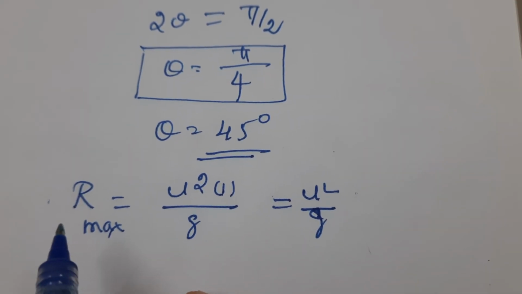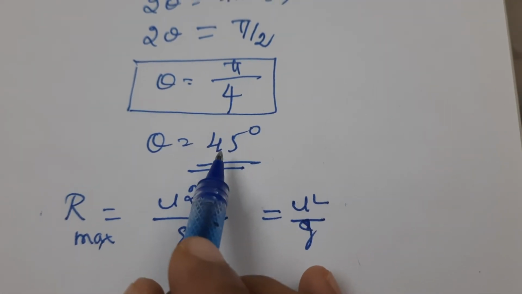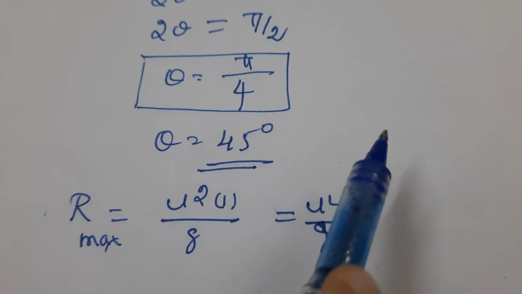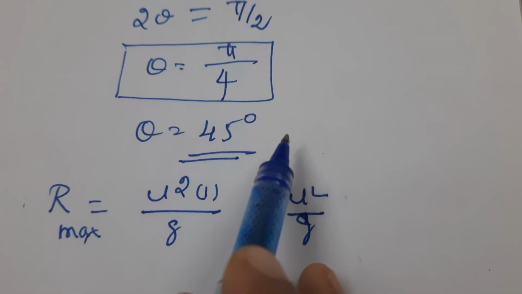So when the batsman in cricket strikes the ball at 45 degrees, it covers a large distance. It covers the maximum range.